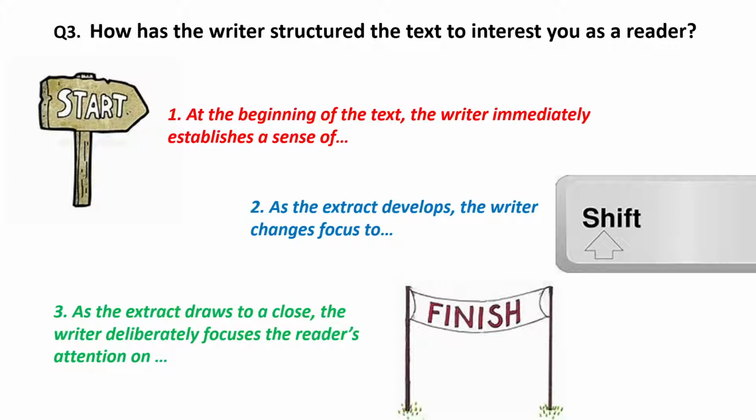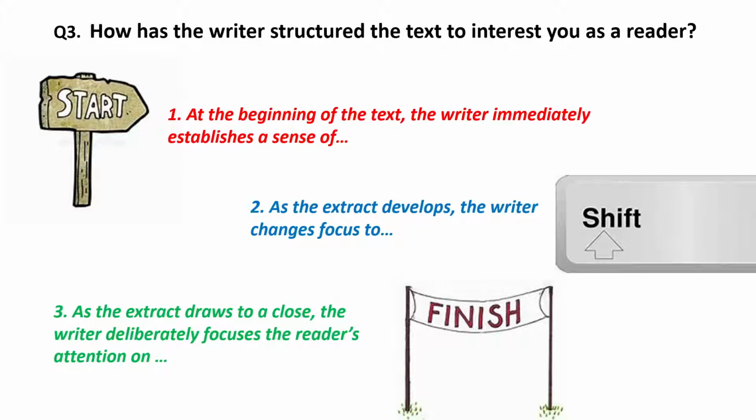Then we move to the shift key. Find the bit in your extract where something changes and shifts. It will be there somewhere. As the extract develops, the writer changes focus too. The writer shifts our attention towards. And then you look for the finish. As the extract draws to a close, the writer deliberately focuses the reader's attention on, or the writer has changed the atmosphere for the reader.